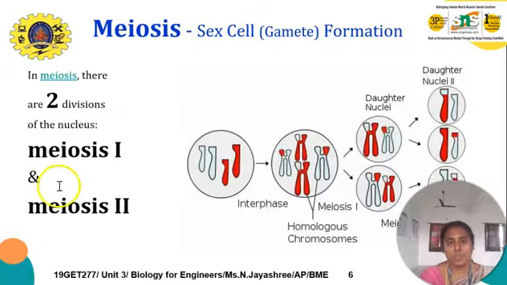Next is the final structure of meiosis. In meiosis, there are 2 cell divisions of the nucleus: meiosis I and meiosis II. After interphase, the cell is divided in meiosis stage 1, and in stage 2 meiosis forms the 4 daughter cells. In stage 1, the first division takes place, giving 2 daughter cells, whereas in stage 2 the 2 daughter cells again form these 4 daughter cells.